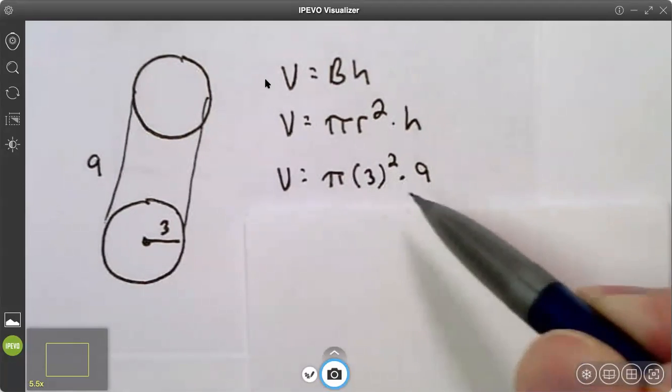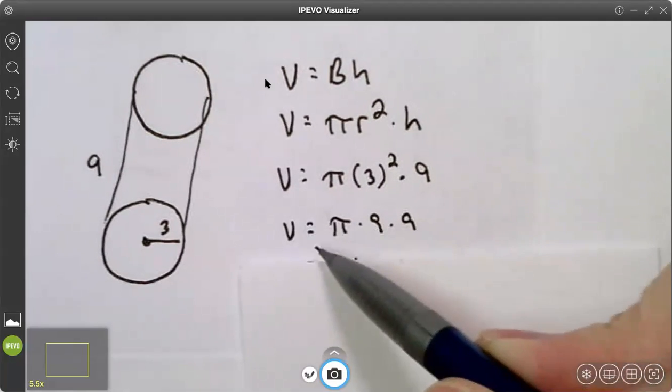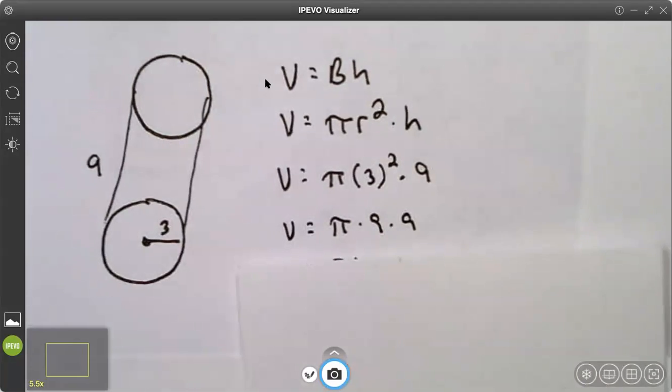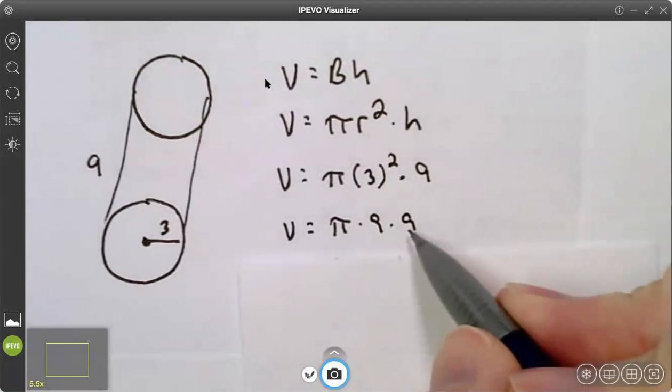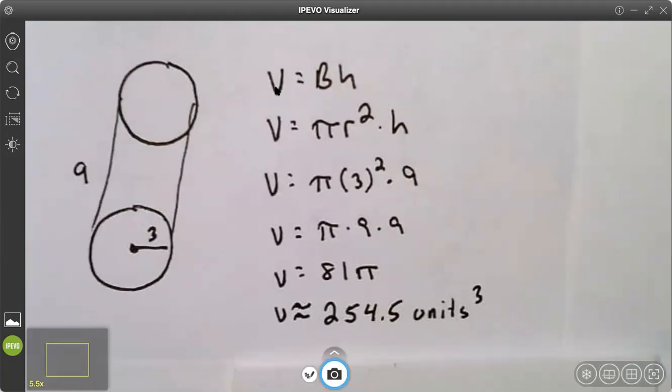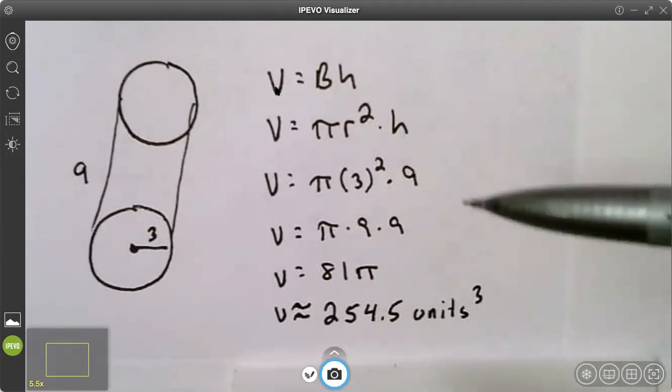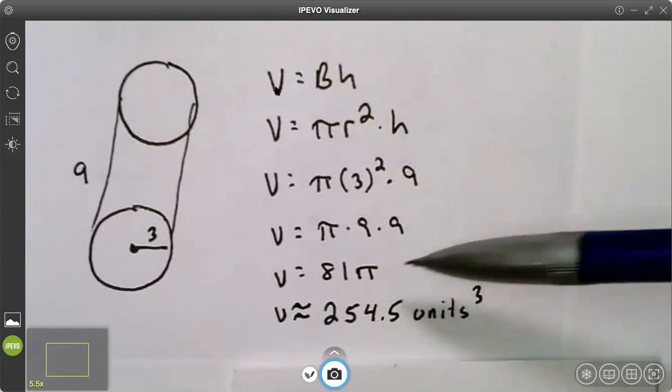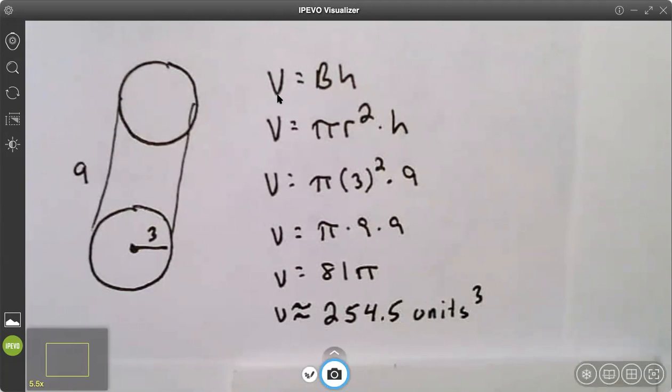You have to square that 3 first to get 9. Once you square that 3, you can multiply these in any order you want. 9 times 9 is 81, and 81 times pi is about 254.5 cubic units. Your answer may vary a little bit depending on whether you have a pi button or whether you're using 3.14. Pi button will give you a little larger answer. 3.14 will give you a slightly smaller answer.